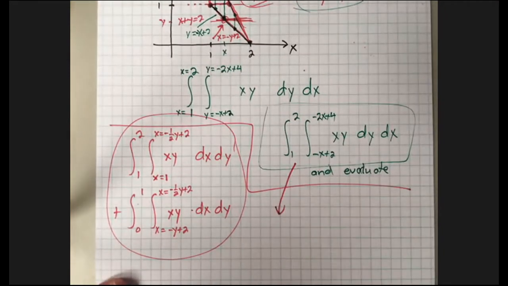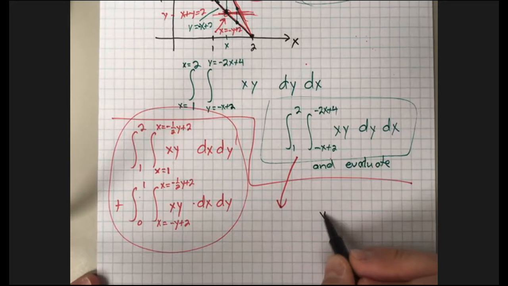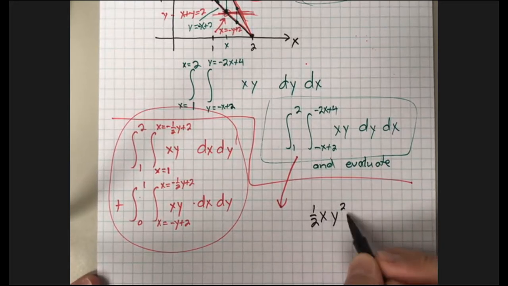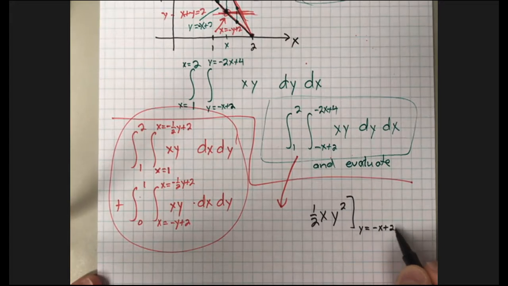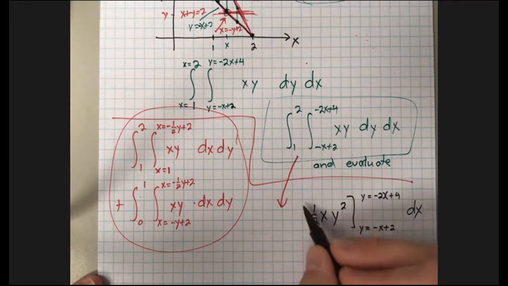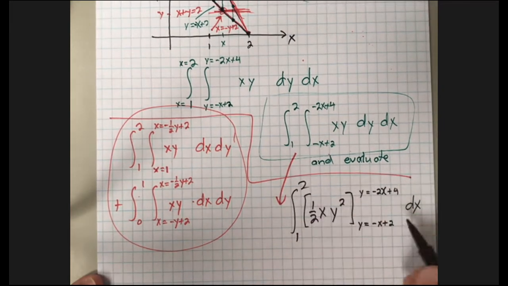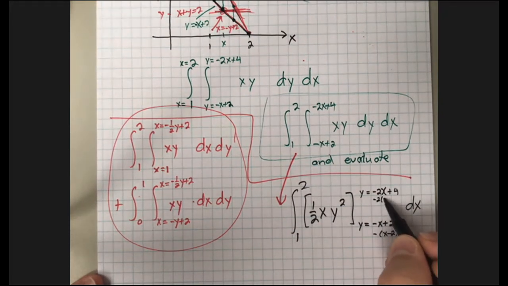Now let's evaluate this. I'll type this into Mathematica, or I'll do it myself here. But first, I'll evaluate with respect to y. So that's 1/2 y squared. X is constant. And then I have to put in y equals minus x plus 2, and here, y equals minus 2x plus 4. I was looking at the similarity in these limits, and I still might use that. This limit is minus 1 times x minus 2, and this limit is minus 2 times x minus 2.